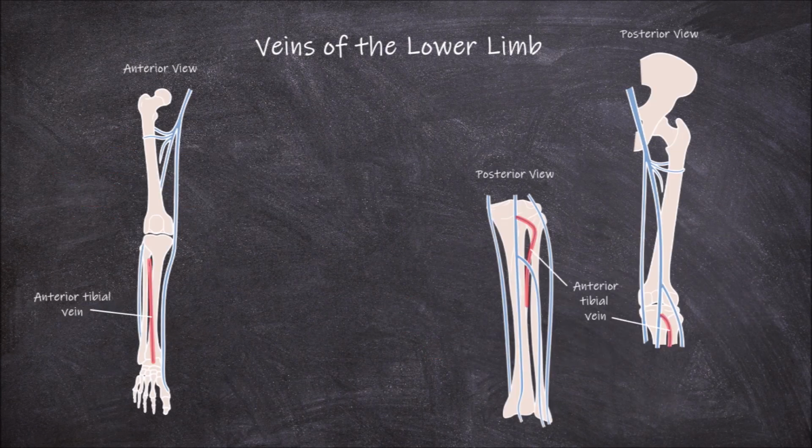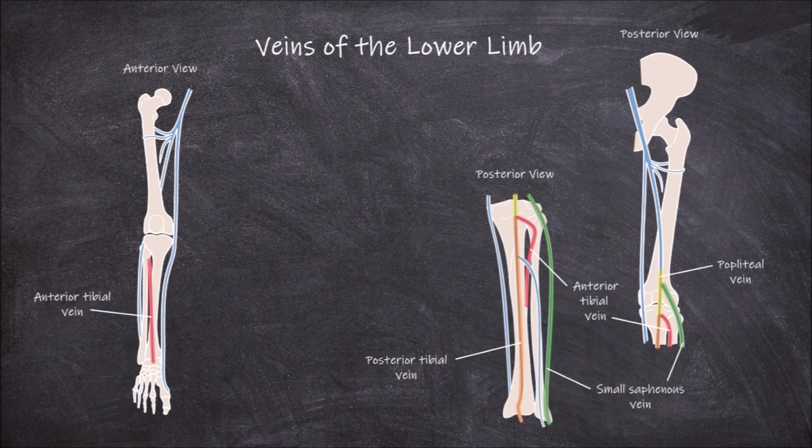The anterior tibial vein runs from the dorsal surface of the foot and ascends proximally up the anterior surface of the lower leg within the interosseous membrane between the tibia bone and the fibula bone. Below the knee, this vein runs through the interosseous membrane to run to the posterior surface of the leg where it unites with the posterior tibial vein. This union forms the popliteal vein.